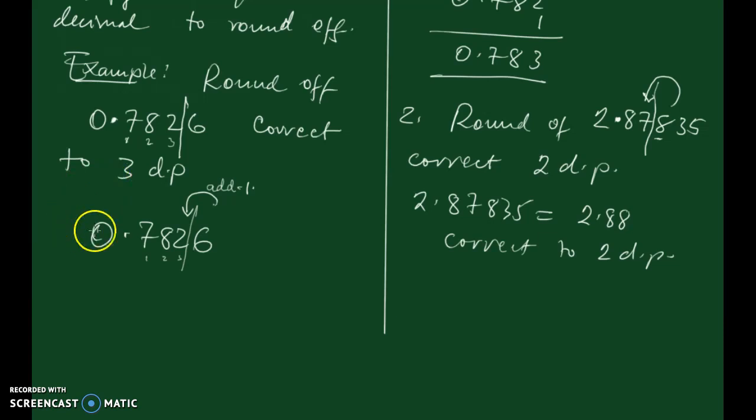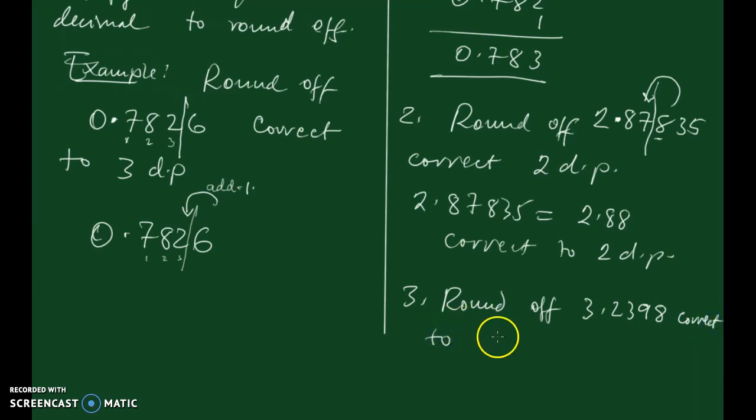Now I would like to share with you number 3. We are rounding off. Suppose we are asked to round off 3.2398 correct to 3 decimal places.